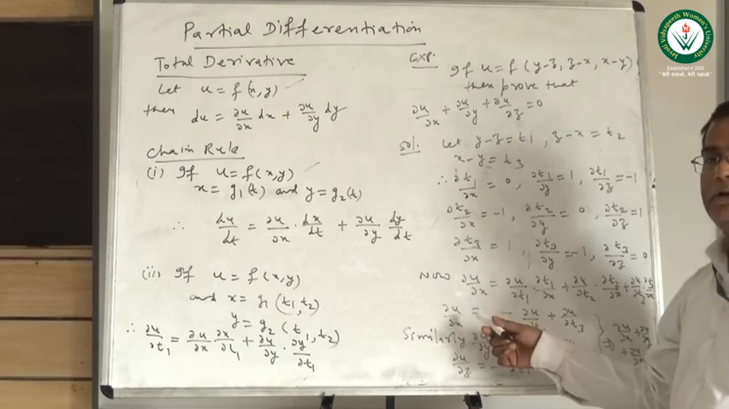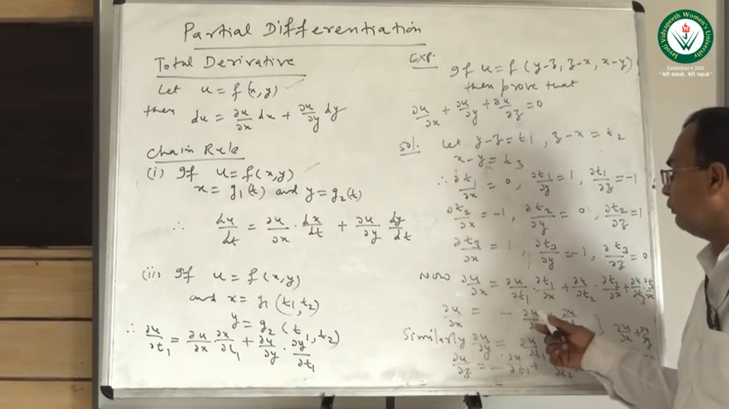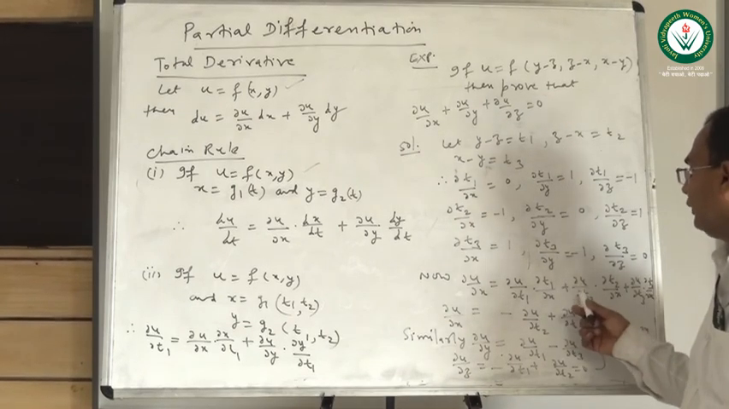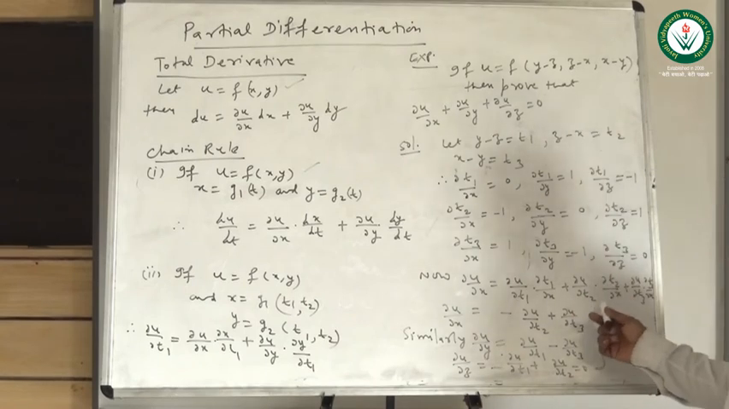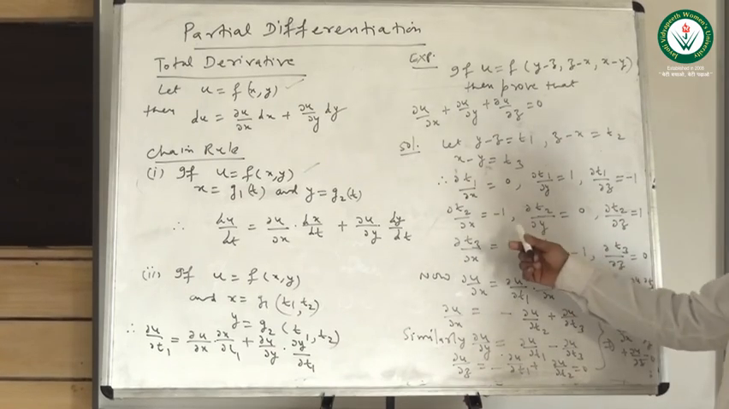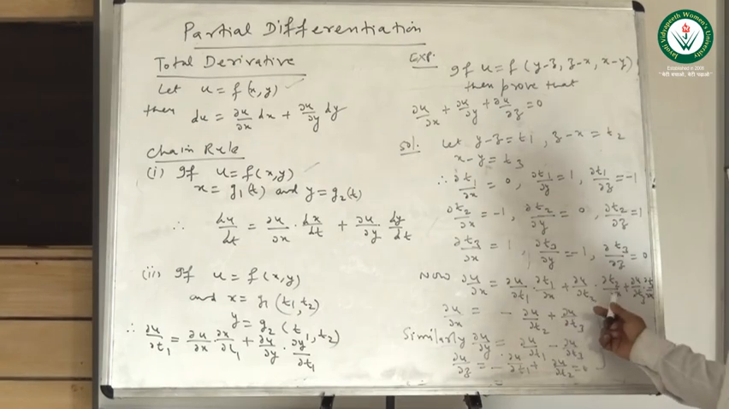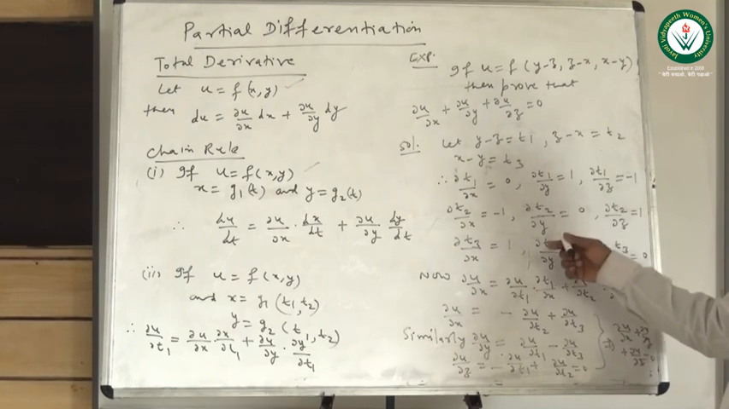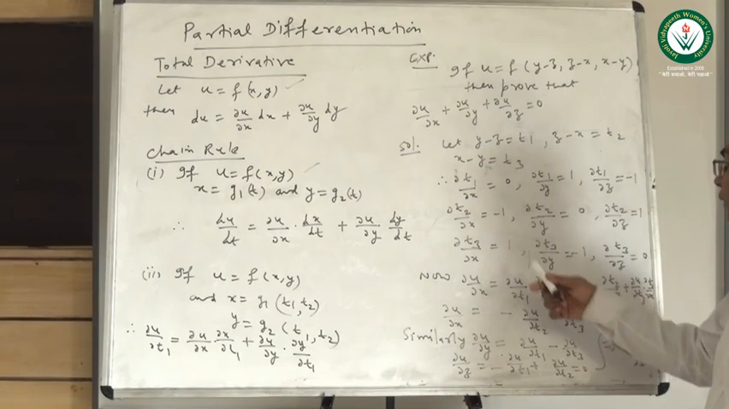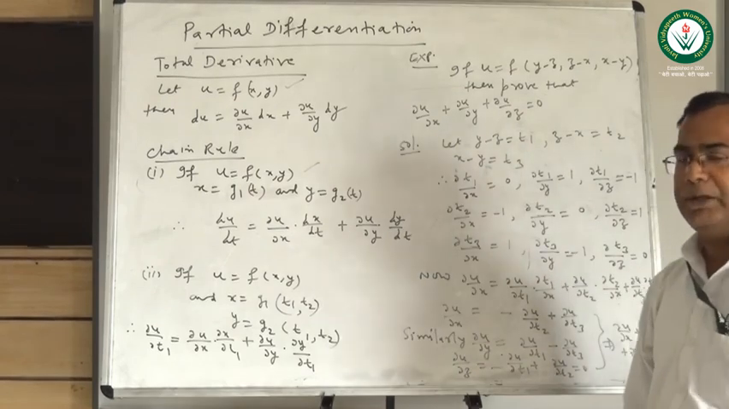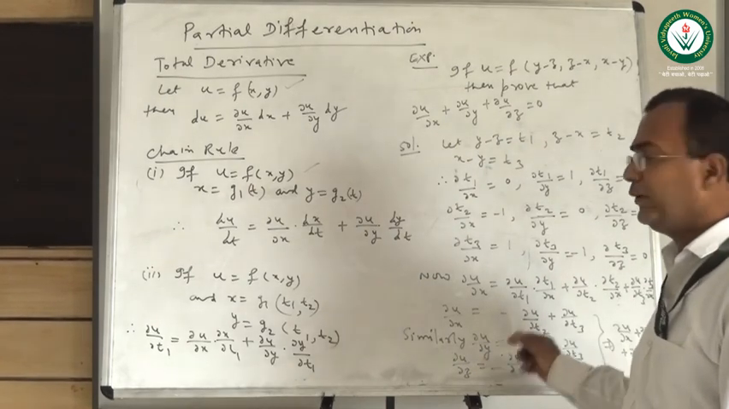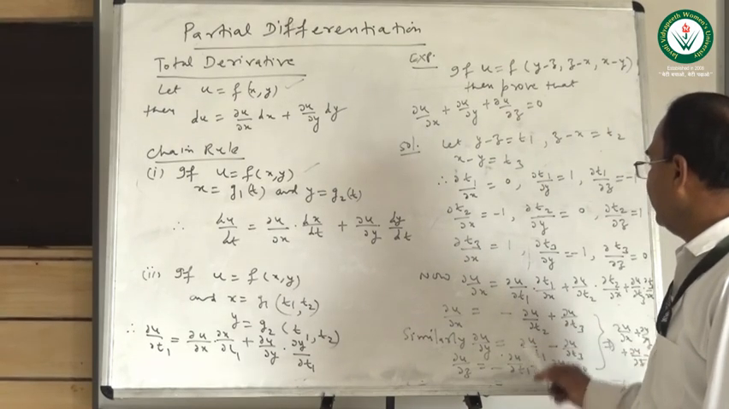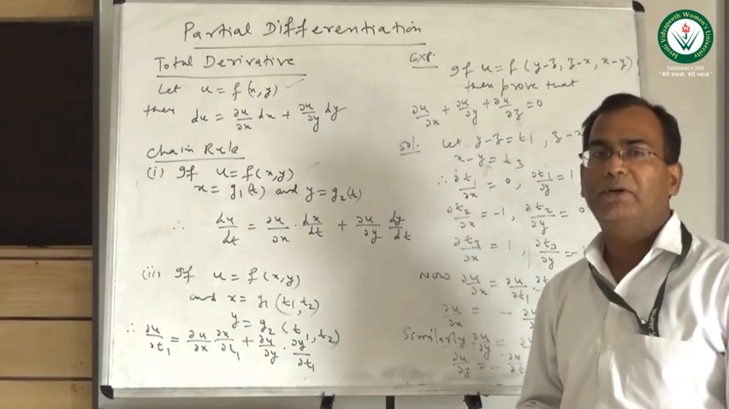∂u/∂x is equal to −∂u/∂t2, since ∂t2/∂x is −1, plus ∂u/∂t3, since ∂t3/∂x is +1. So ∂u/∂x becomes −∂u/∂t2 + ∂u/∂t3, and in the same way we can find the other terms.